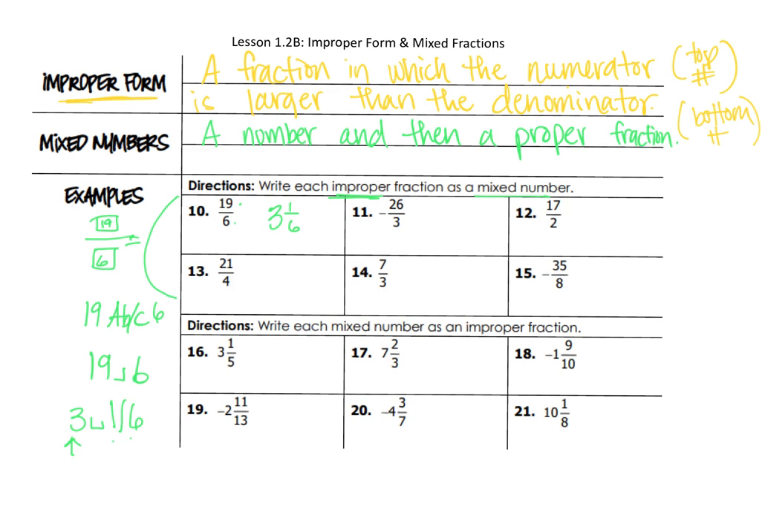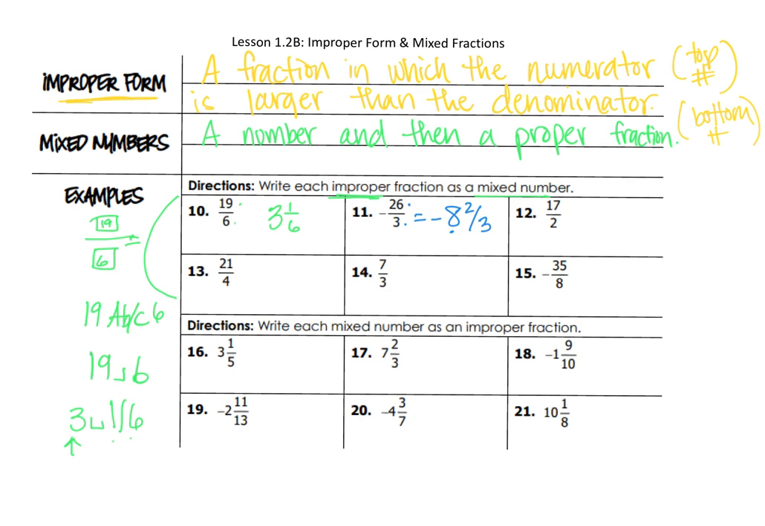On number 11, I have -26/3. Again, this is improper because 26 is larger than 3. We need to make it a mixed fraction. So I would type in -26 first, and then my fraction button, and then hit 3, and then equal sign, and I will get -8 2/3. Okay, mixed number because I have a whole number and then a fraction.